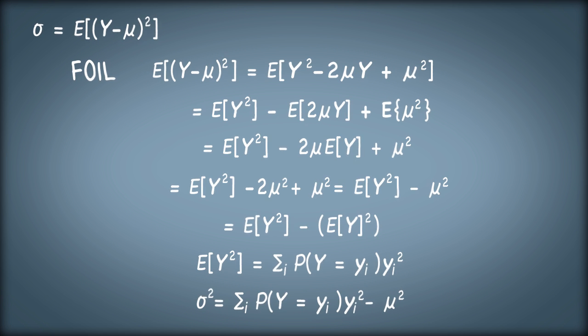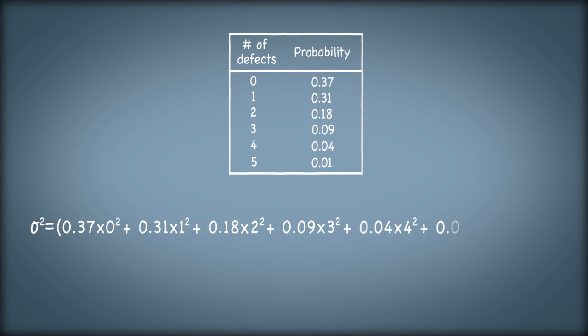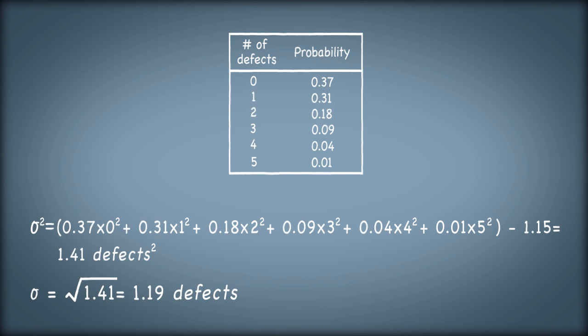For our Duff Brewery problem, we find the variance by squaring each realization, multiplying it by the probability that each realization occurs, summing that up across all realizations, then subtracting off the squared expected value. The variance would then be 1.41 defects squared. The standard deviation would then be 1.19 defects.